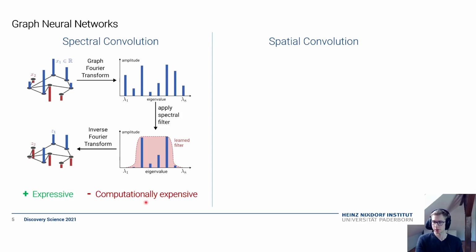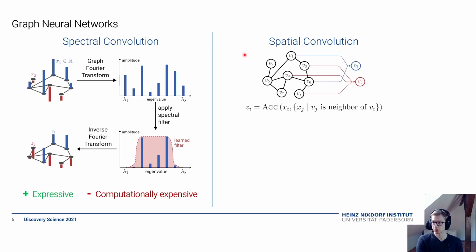Partially due to this reason, attention has recently started to shift more towards spatial convolutions. Conceptually, this type of convolution is actually a lot simpler than the spectral approach. There, we perform the convolution directly in the spatial domain by using a neighborhood aggregation scheme, which looks as follows.